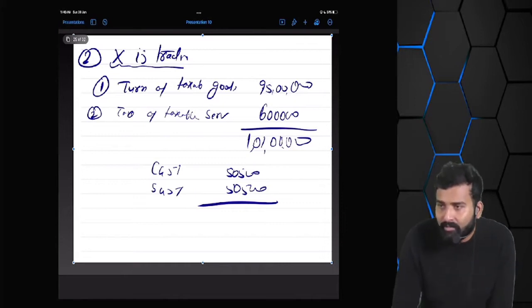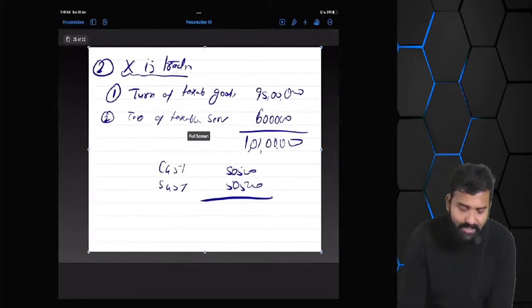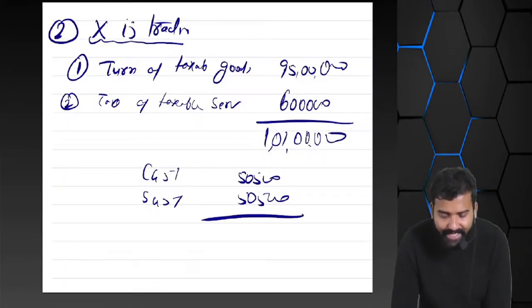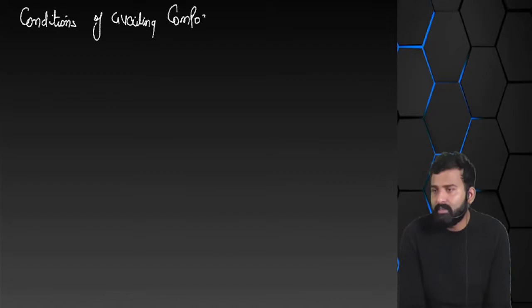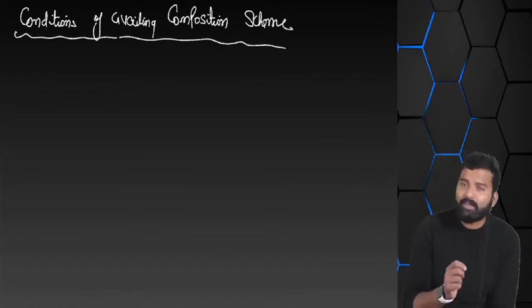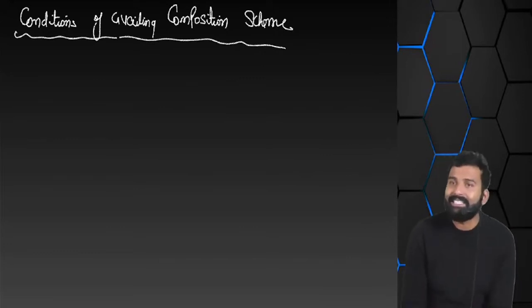Yes, very nice. Now we are talking about the next important point. Now we are getting all the calculations. If he's a trader, he's going to pay 50,500 as well as 50,500. Next, a very important thing. Sir, what are the conditions of availing composition scheme? If a person is availing composition scheme, what are the conditions?